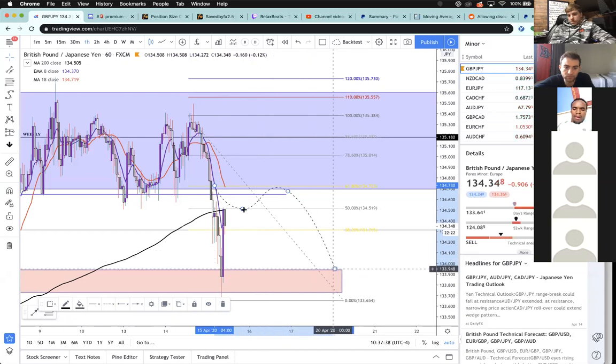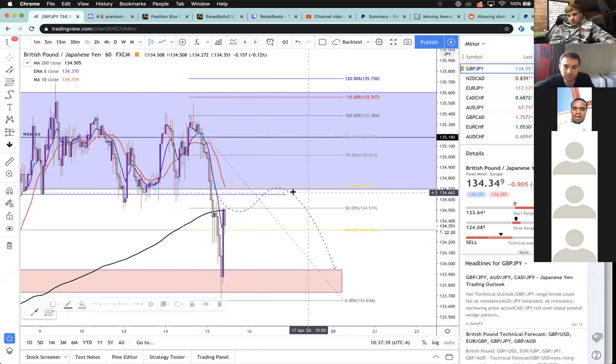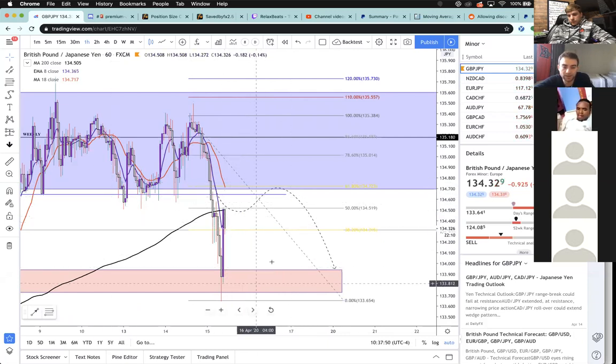I'm going to wait for a pullback to the 618. A lot of confluence here. Got this resistance, 618, moving averages and everything. And once we get into that area, then I'll look for short opportunities. It could come back down and then it could shoot back up.